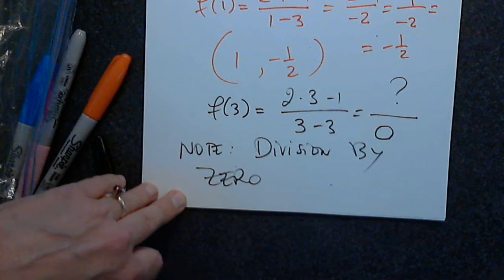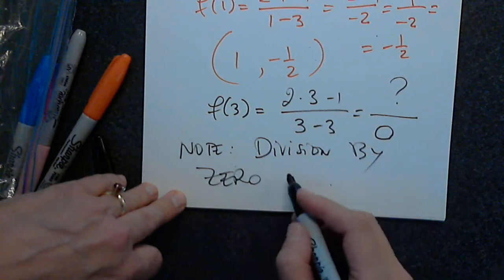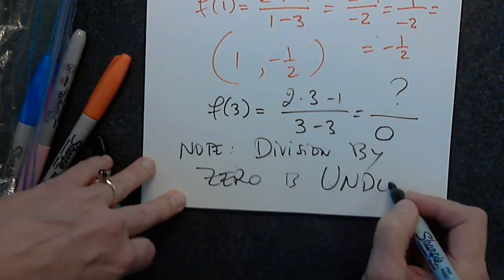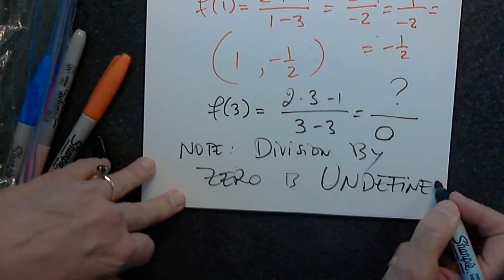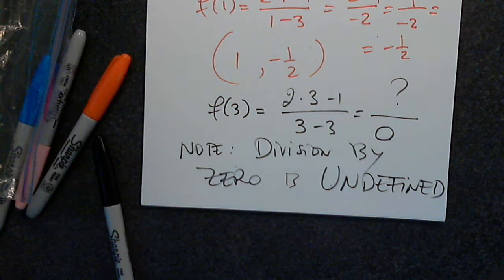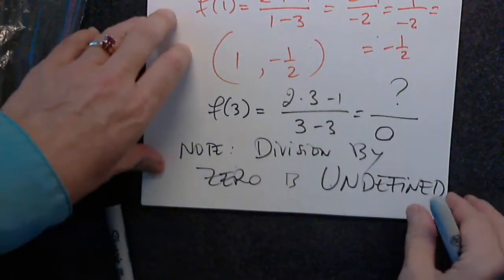Instead, we like to use this fancy word. Division by 0 is undefined. What it means is there is no number. I can't give you a number. There is no such thing. Division by 0 does not exist.